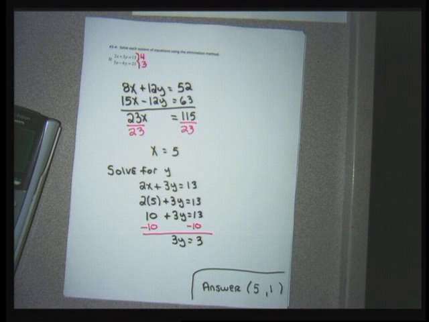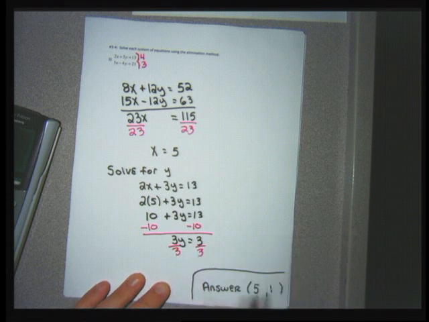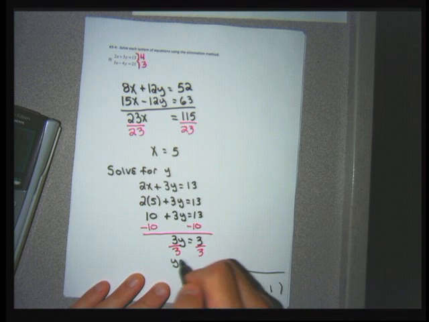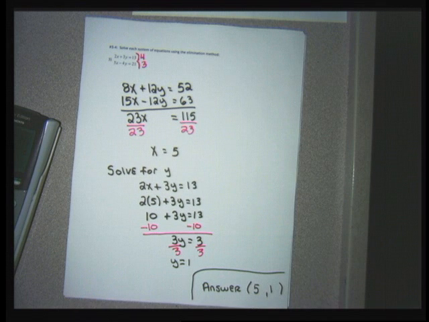So this gives me 3y equal to 3. And now I'm going to divide by 3 on both sides and get the second part of my answer, y equal to 1. And I just write my answer as a point, x first, y second, and that seems perfect.